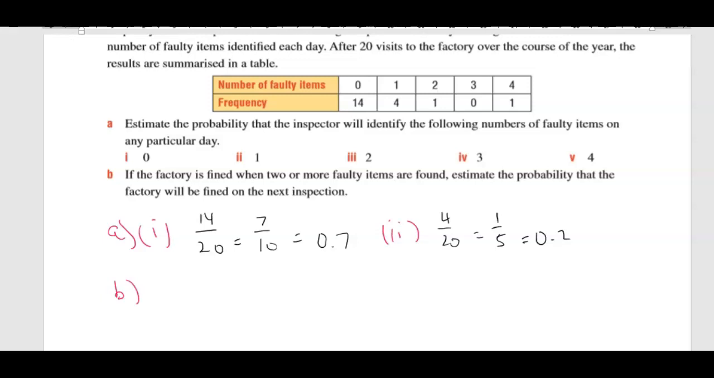So if the factory is fined for 2 or more, we add up 2 or more. There's 1 day where we've had 2 faulty items, 0 days for 3, and 1 day for 4 faulty items. So we just add them together. It's going to be 2 over 20, which is 1 over 10. So the probability is going to be 0.1 for the factory to be fined, or 10%.